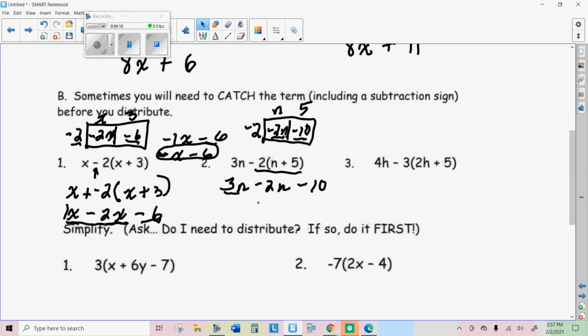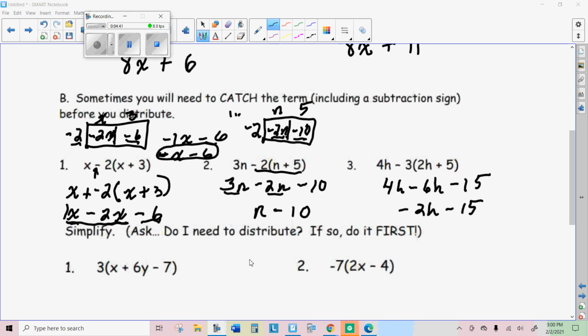Now, go ahead and do the rest, combine like terms, see if you get it right. All right, you might have written 1n, but remember that 1 can be invisible, so I just wrote n minus 10. That would be simplest form. All right, try the third one. Do all the work on your own, see if you get it right.